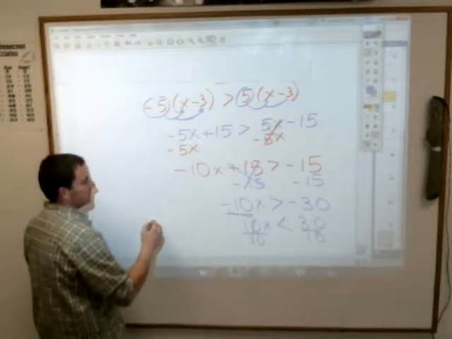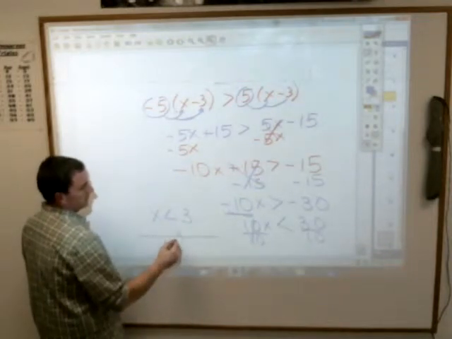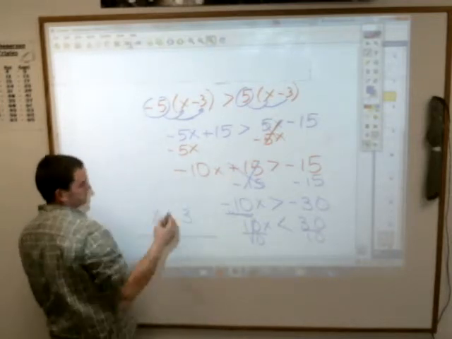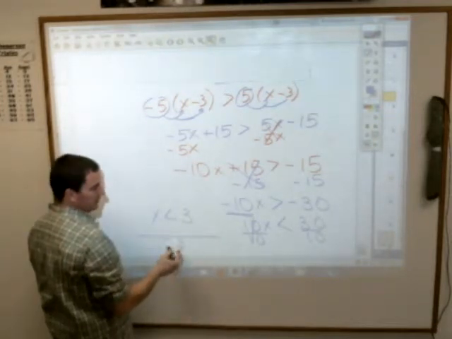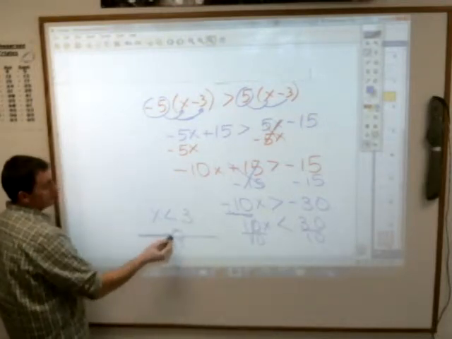X has to be less than 3. Maybe that's a better way to do it, I don't know. You're at 3, there needs to be the number there. Open circle, less than goes this way.